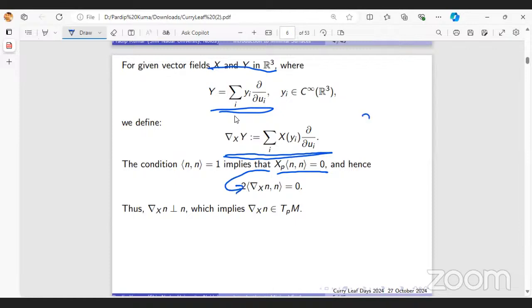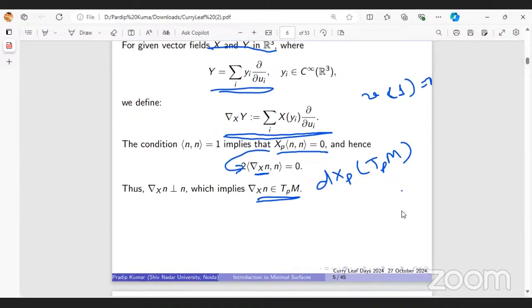X_p is a tangent vector, so the derivative of any constant function is 0. So <N, N> is a constant. Then this is 0, and this will tell you 2<nabla_X N, N> is 0. But then this tells you that nabla_X N belongs to TP of M. Now you can say that basically it belongs to DXP of TP of M, which I am writing as TP of M. Nabla_X N belongs to TP of M.